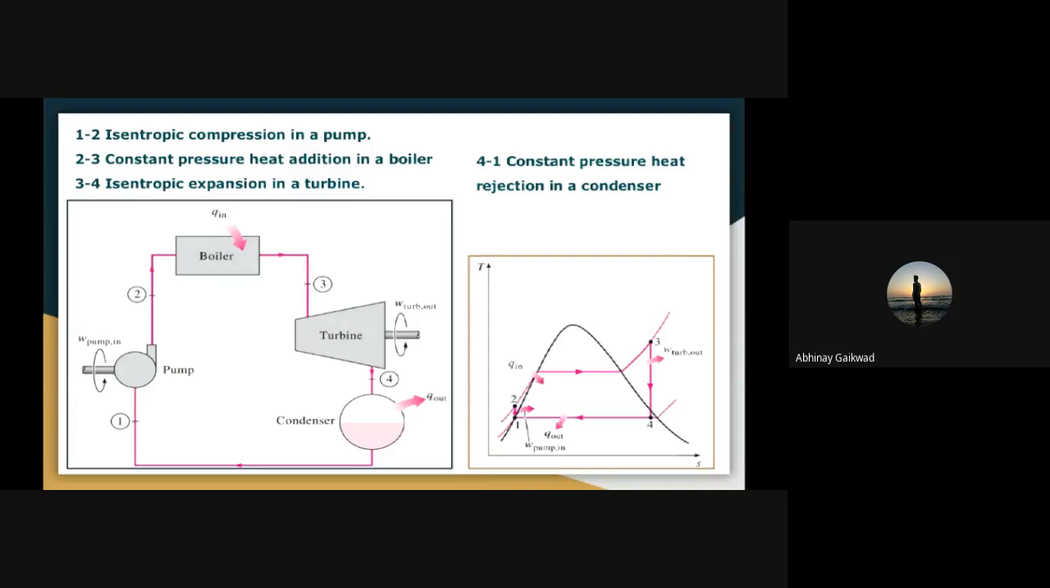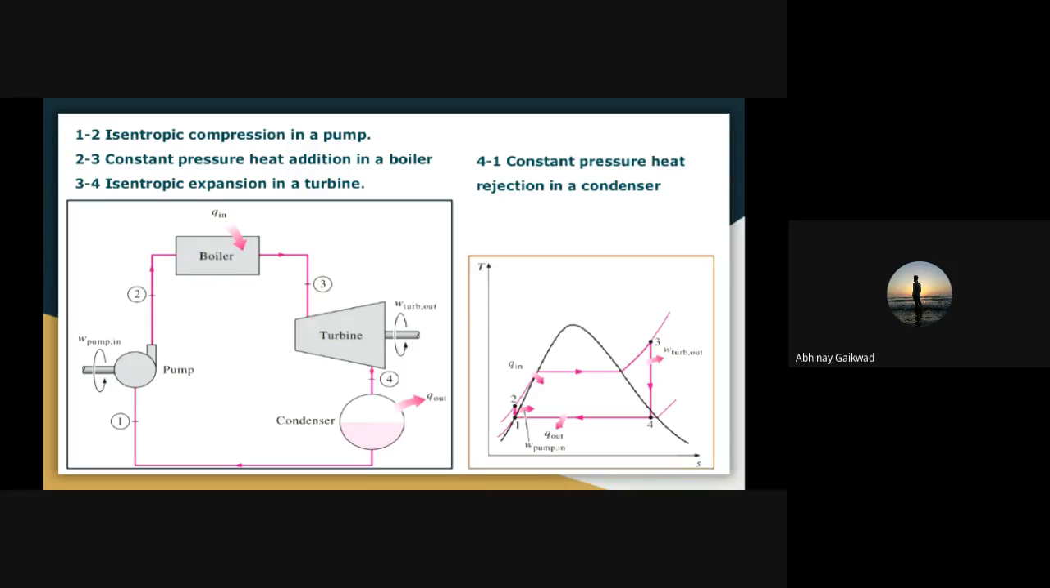Then water enters the boiler at state 2. This water is a compressed liquid at state 2. After the boiler, at state 3, we get superheated vapor, because in the boiler we are taking heat from an external source. That means heat addition happens in the boiler, so the compressed liquid is converted into superheated vapor at state 3. Here heat addition is a constant pressure process.